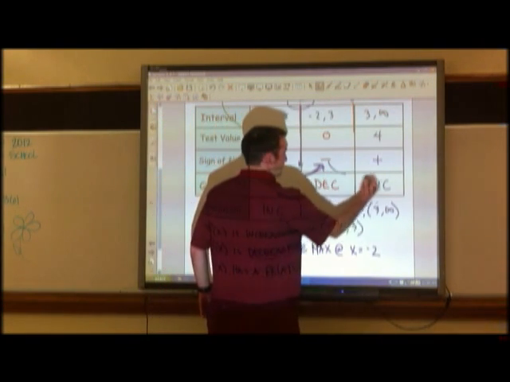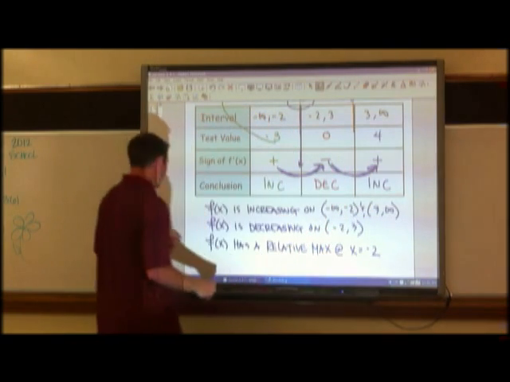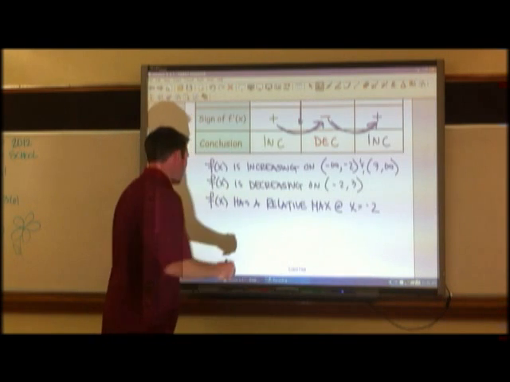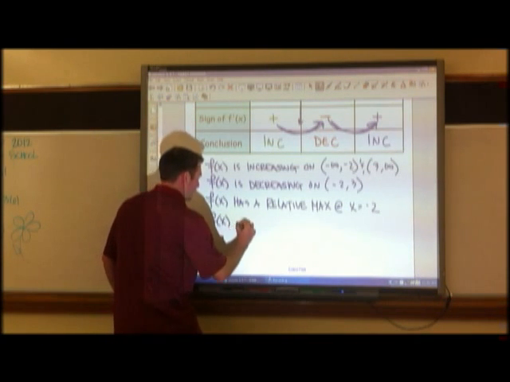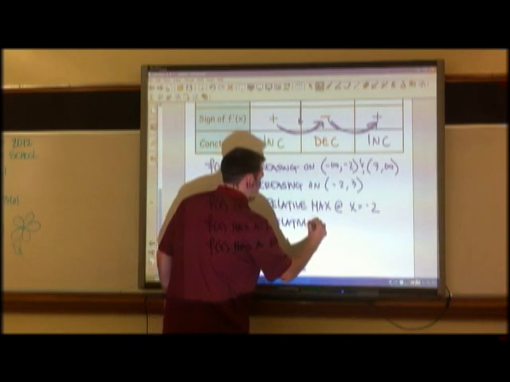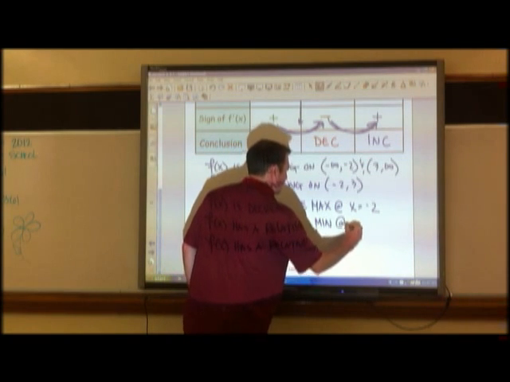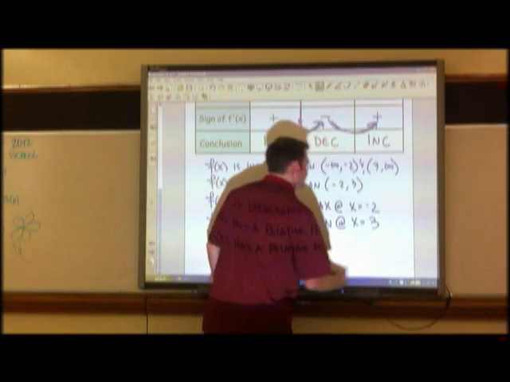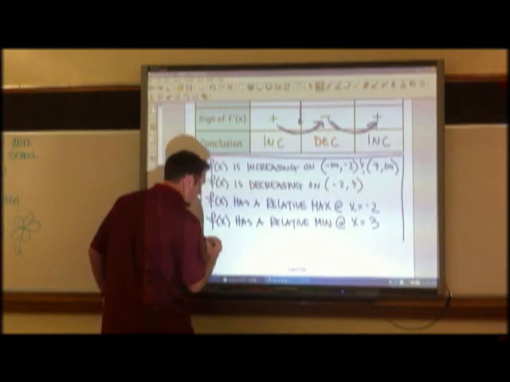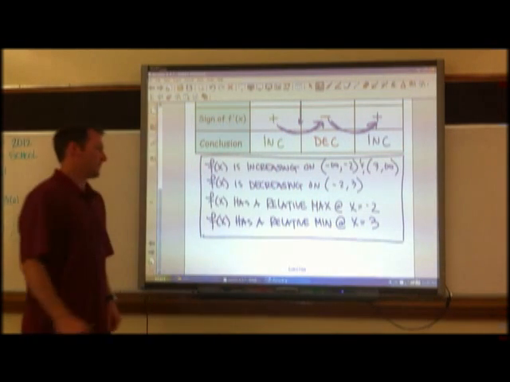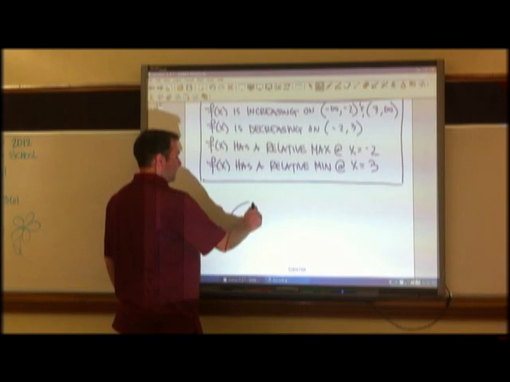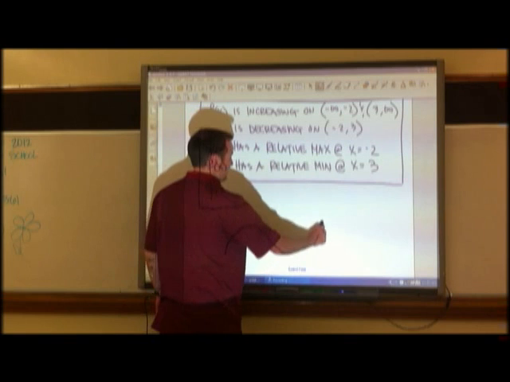And then here, if I look at this one, I'm switching from negative to positive. That's at x equals 3. So here I can say f of x has a relative minimum at x equals 3. And these are all my conclusions that come out of this table. It's kind of a nice way to figure it out. If I were to sketch this graph, it says that it's increasing, reaches a maximum, decreasing, reaches a minimum, increasing.